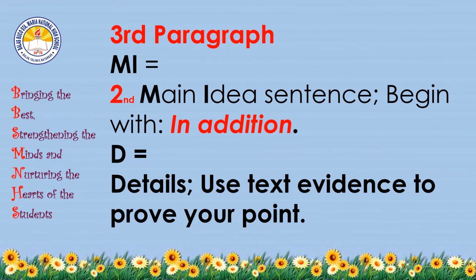So for the third paragraph, still we have the MID pattern. MI for the main idea, and D for the details that support your main idea. So let us focus that we are now on the third paragraph. On your third paragraph, you have to state your second main idea sentence. This time, you should begin with in addition, simply because your first idea has been written on your second paragraph. Since it is your second main idea, you have to begin with in addition. And again, it should be supported by your details, and you have to use text evidence to prove your point.